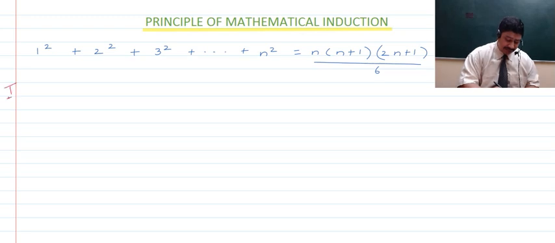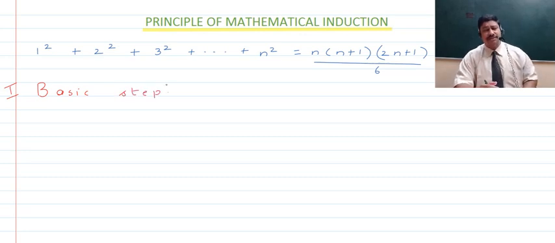The first step is the basic step, right? When we talk about this basic step, we keep one term from the left hand side, and on the right hand side, in place of n, you have to substitute 1, right? That means you have to prove 1 square, which is the first term, to be equal to 1 times of 1 plus 1 times of 2 times of 1 plus 1 upon 6, right? And calculate and show that both of these sides are the same.